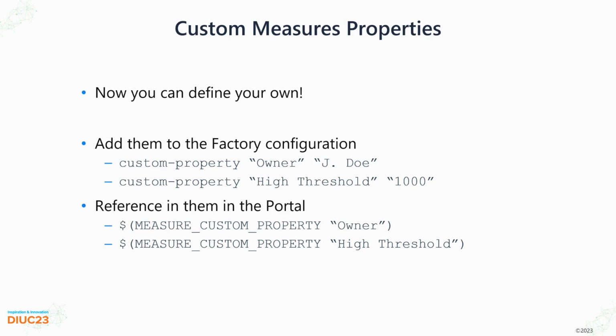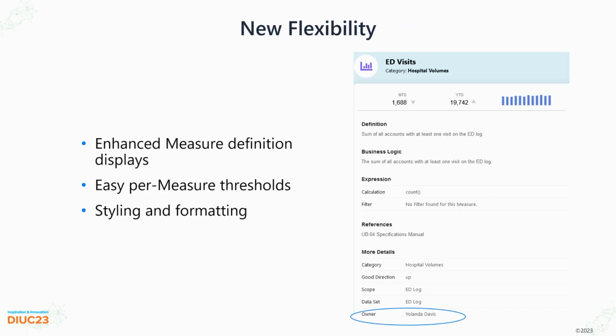You can define a measure property called owner if that's important to the way you do data governance. You might want to have multiple thresholds for a particular measure that vary measure to measure. Now you can do that pretty simply in the factory. You can reference them in your portal here with the measure custom property macro. The end result will be letting you update displays like this, where maybe now you have owner or other metadata you want to expose to your users. It also makes doing per measure thresholds easier than using aux measures, and it can be used to impact styling and formatting in your matrix, measures, and indicator portlets.